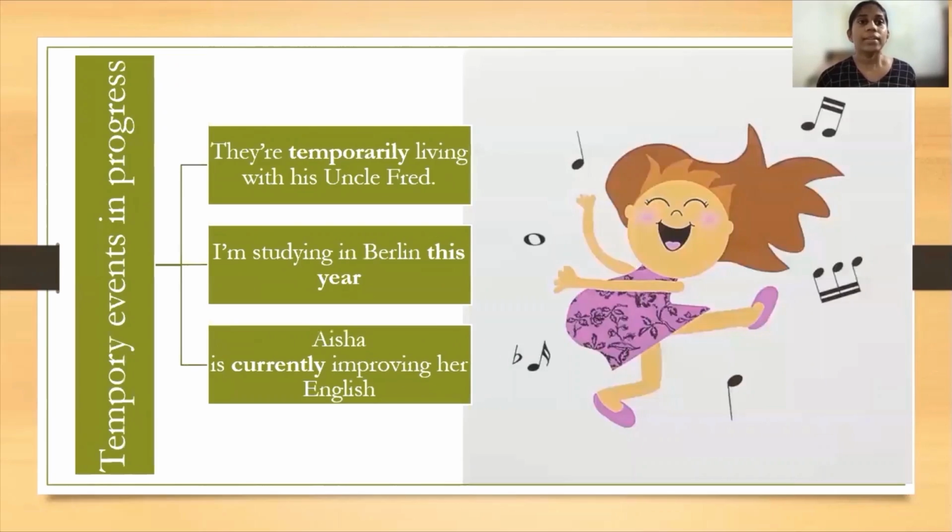Okay. Then the other instance is temporary events in progress. Here there are some examples. They are temporarily living with his uncle Fred. Yeah, it's a temporary action, but in progress. And also there's example, I'm studying in Berlin this year. And also the third example is, Aisha is currently improving her English.